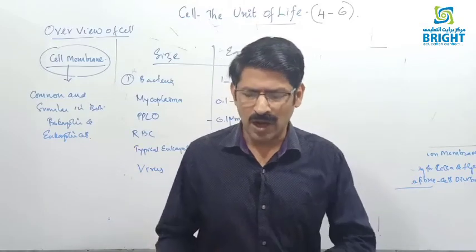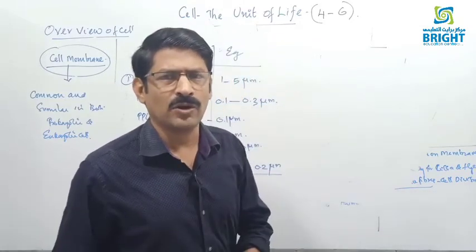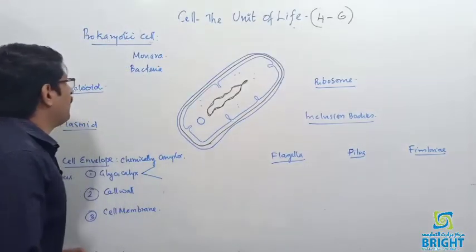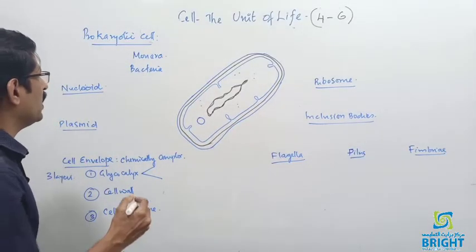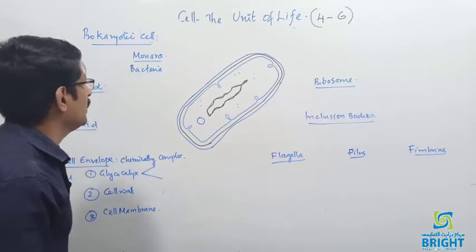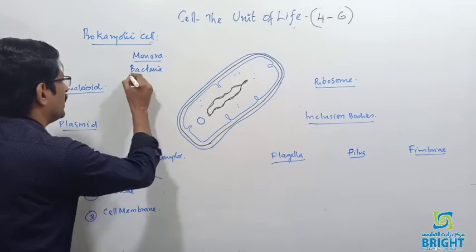So next we are moving to the structure of a prokaryotic cell and the structure of a eukaryotic cell. Next is the prokaryotic cell. Prokaryotic cell is represented by kingdom Monera, and in the kingdom Monera the sole member is bacteria.